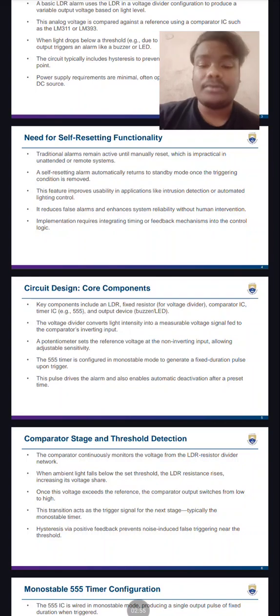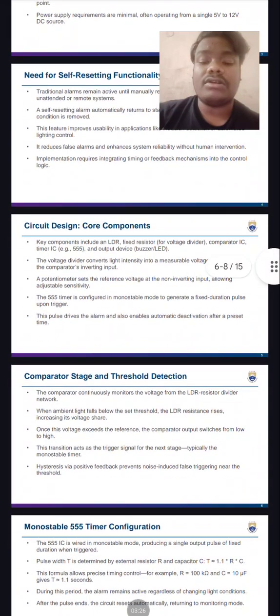This feature improves accessibility in applications like intrusion detection or automated light controls. It reduces false alarms and enhances system reliability without human intervention. Implementation requires integrating a timing or feedback mechanism into the control logic.